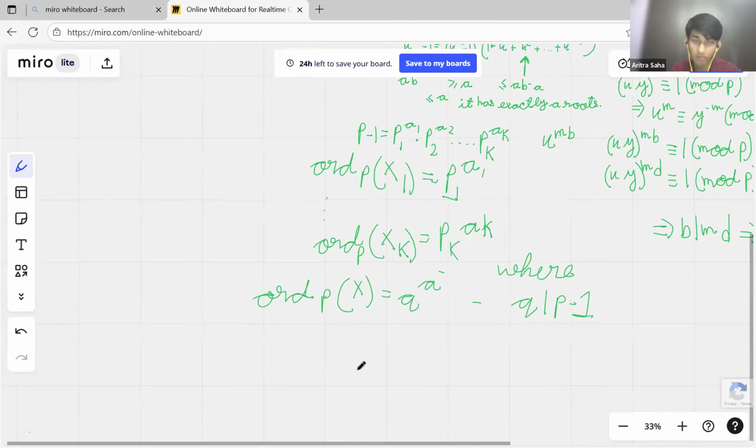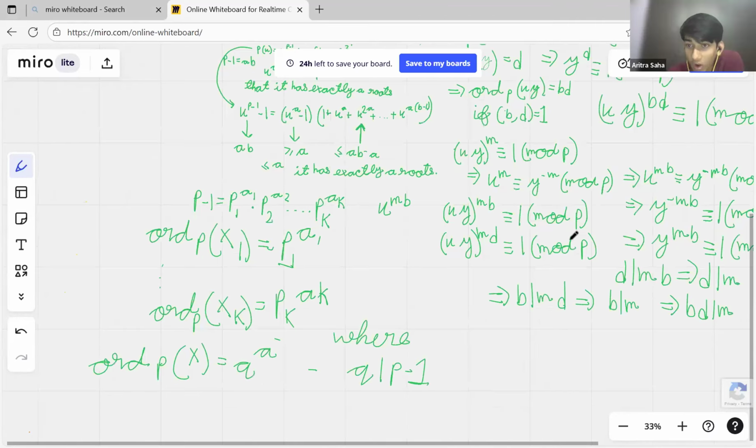Anyone, any approach on how to do this? Wait, can you repeat? What was the question? Did you get this, x to the power p_i is 1 mod p, right?